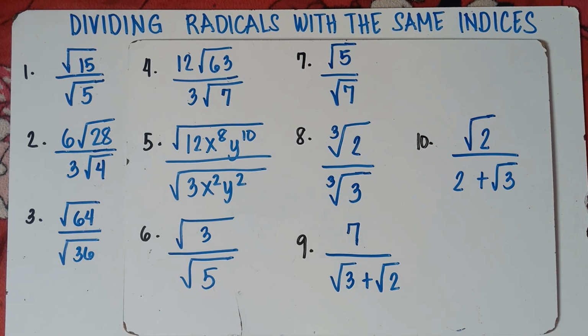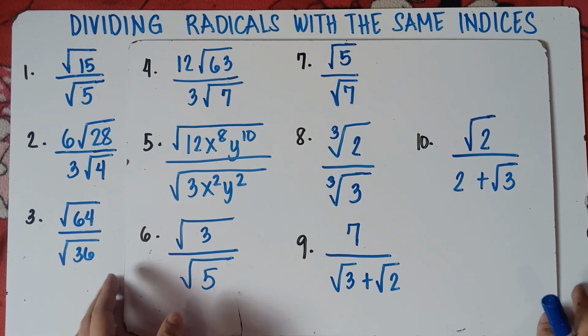Our topic for today's class is all about dividing radicals with the same indices. So without further ado, let's do this topic. We have 10 examples for you to really understand how to divide radicals with the same indices, and we will be answering them step by step.